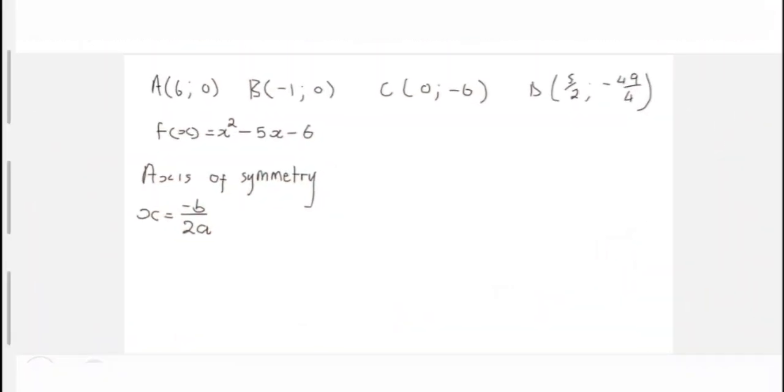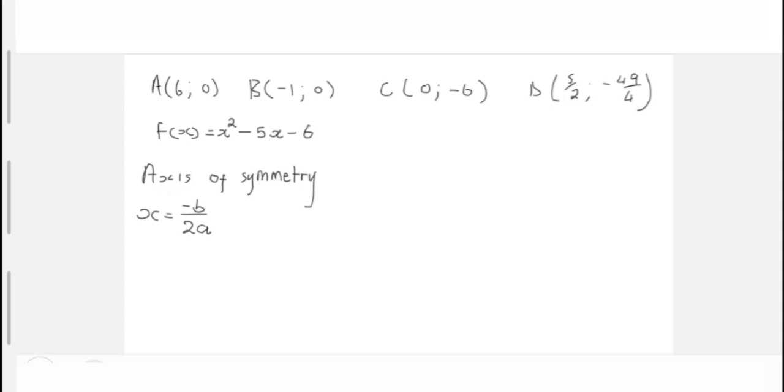Right, guys, welcome back. We were about to find the axis of symmetry. I already labeled our given coordinates that we found. We labeled them A, B, C, D. Respectively, A and B were the x-intercepts, C was the y-intercept, and D was the turning point. And now we are supposed to find the axis of symmetry.